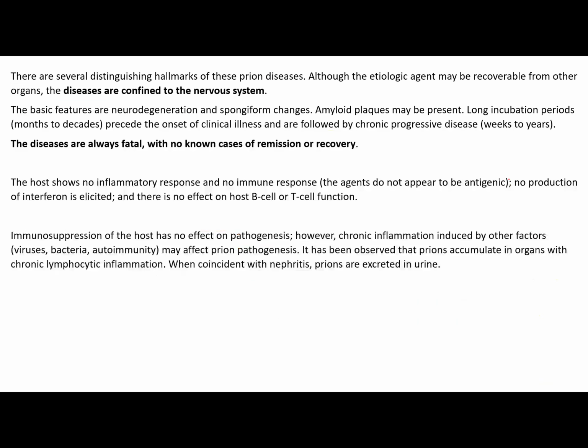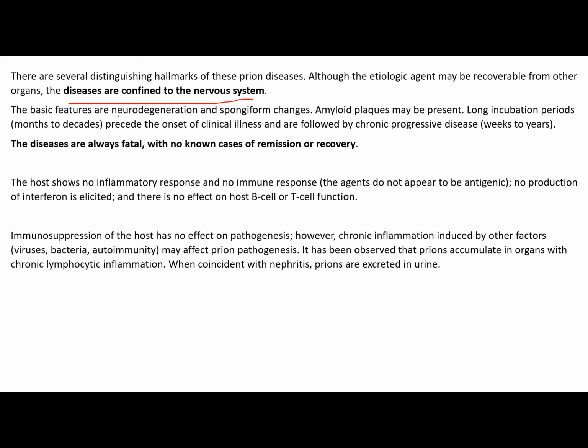Now, there are several distinguishing hallmarks of prion diseases, class, but although the etiological agent may be recoverable from other organs, most of the time, class, the disease would only be confined to the nervous system.